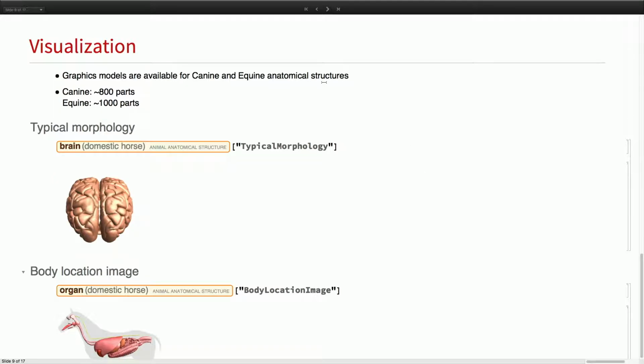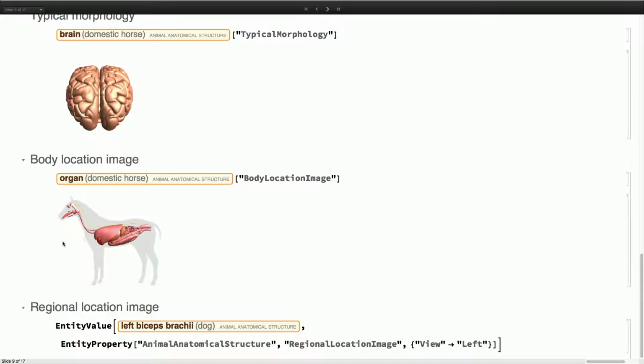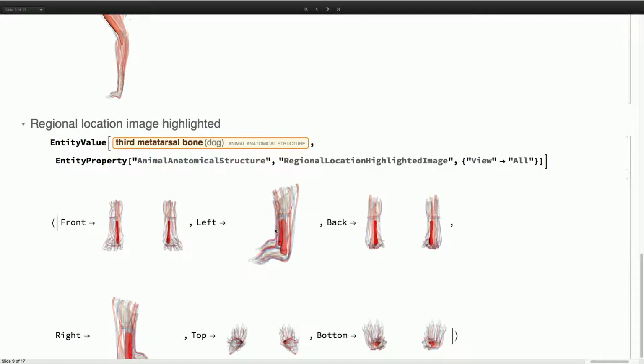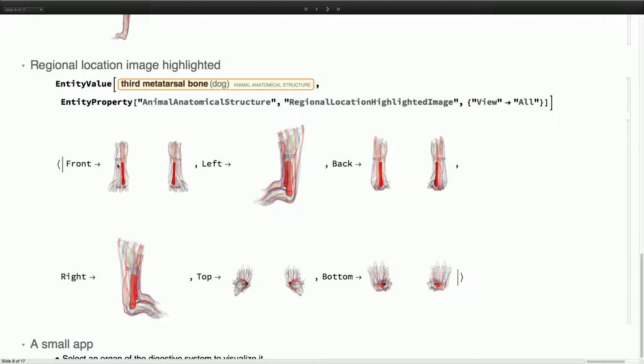And in addition to these textual data, we do have graphics-related properties. For canine and equine anatomical structures, we have models for over 800 and 1,000 parts, respectively. For example, this typical morphology property gives you the structural schematic diagram of the structure. Additional image properties include this body location image and this regional location image, where you can specify the viewpoint, or you can also get the highlighted version to get a better view of the structure.